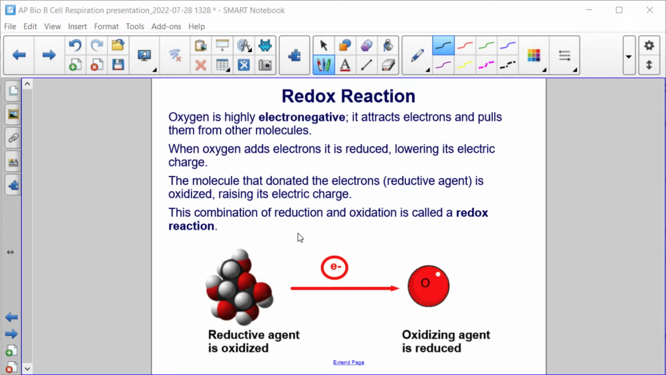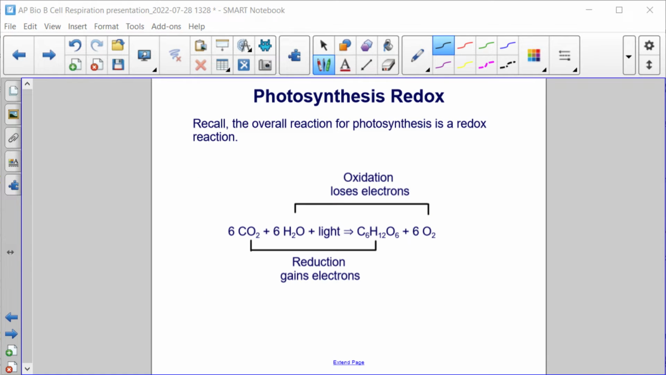So the reducing agent is oxidized; it loses electrons. The oxidizing agent gains electrons and is reduced. Recall that the overall reaction for photosynthesis is a redox reaction. Oxidation is occurring when this water is released as oxygen, and reduction is occurring as this carbon dioxide is converted to glucose. Let's take a closer look at this photosynthesis redox in the next slide.